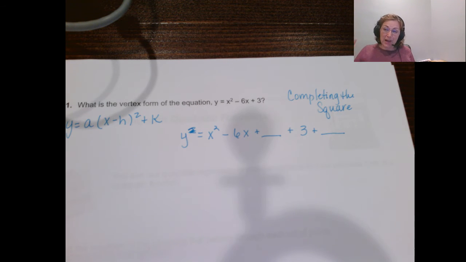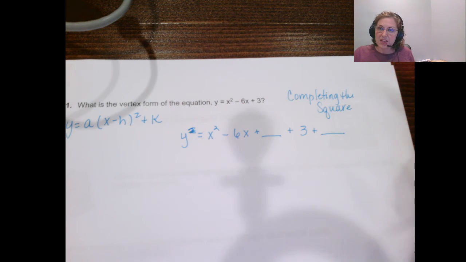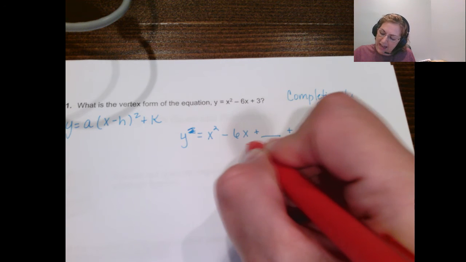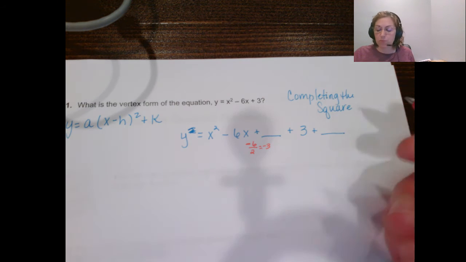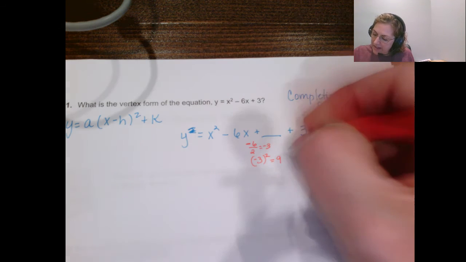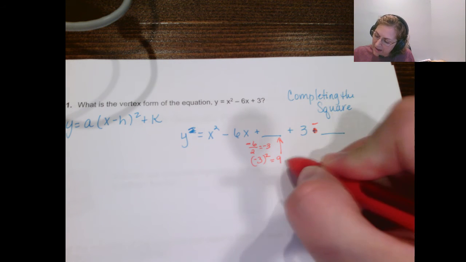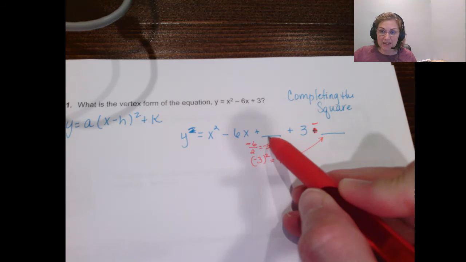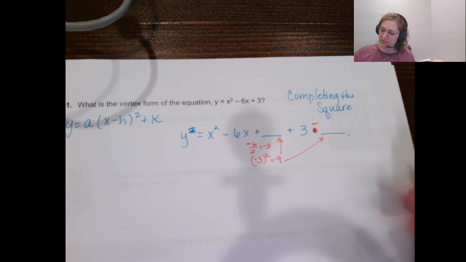The question then becomes, how do I know what to put in those blanks? And it all stems from this guy right here. So this guy tells us a lot, this -6. If we cut him in half, we get -3. If we square him, we get 9. And that is the value that goes here. And forgive me, this is not a plus. This should be a minus. And here. The reason it should not be a plus is because if I add something here and I turn around and subtract something of the same value, I've essentially done nothing to the expression.